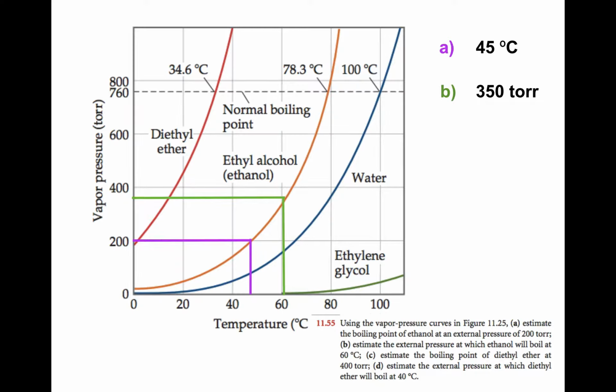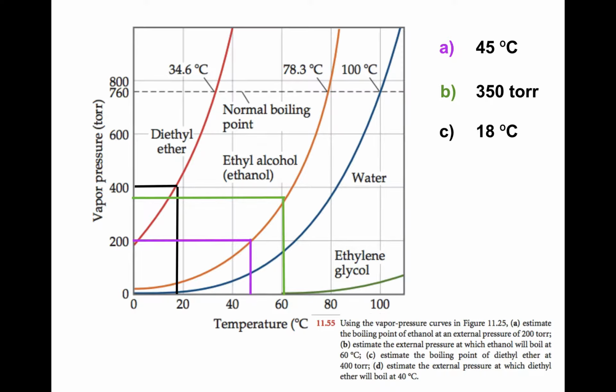C, estimate the boiling point of diethyl ether at 400 torr. So we draw a straight line across from 400 torr, and we see we hit the line for diethyl ether. We hit that before 20, so I'd say that's about 18. All right, so you're going to boil at 18 degrees Celsius at a pressure of 400 torr.